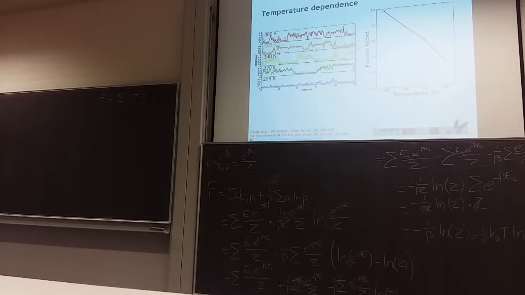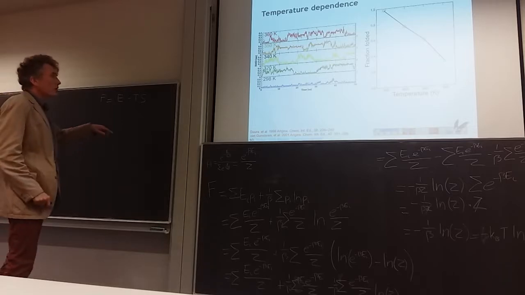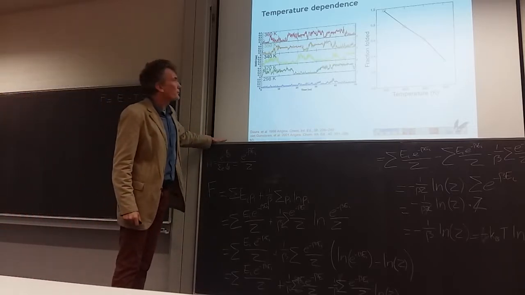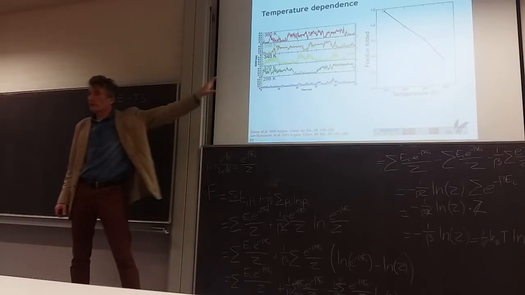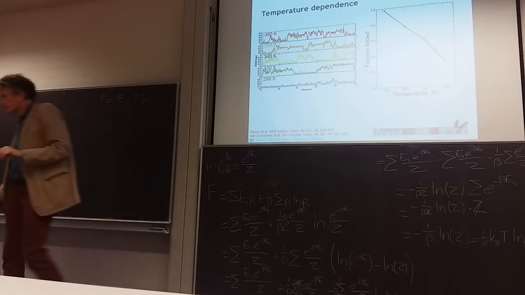So the free energy is kBT times ln Z, where Z is this sum. No, not this sum. This sum, right? It's directly related to the probabilities. So you can see it from here, right? You can see it from here. Okay.